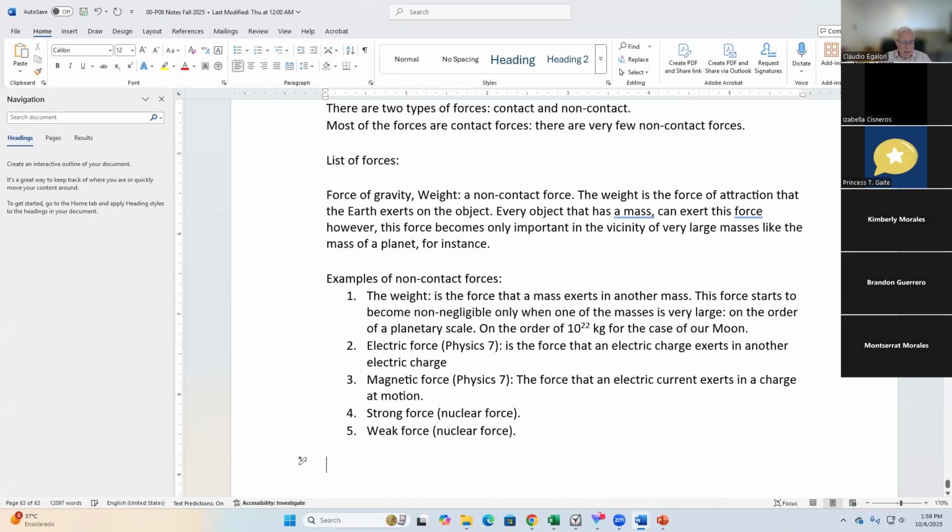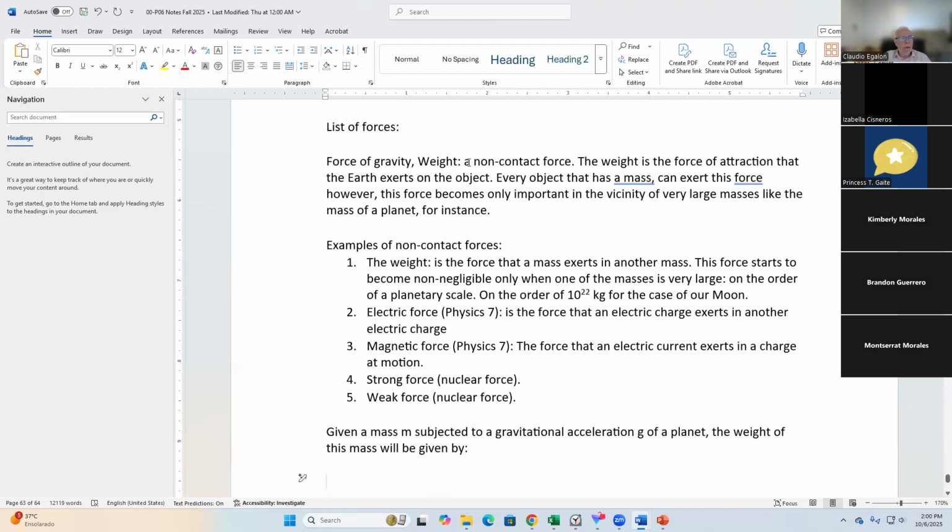The weight, given a mass m subjected to a gravitational acceleration g of a planet, okay? The weight of this mass will be given by, here you go, weight equal to m times g.